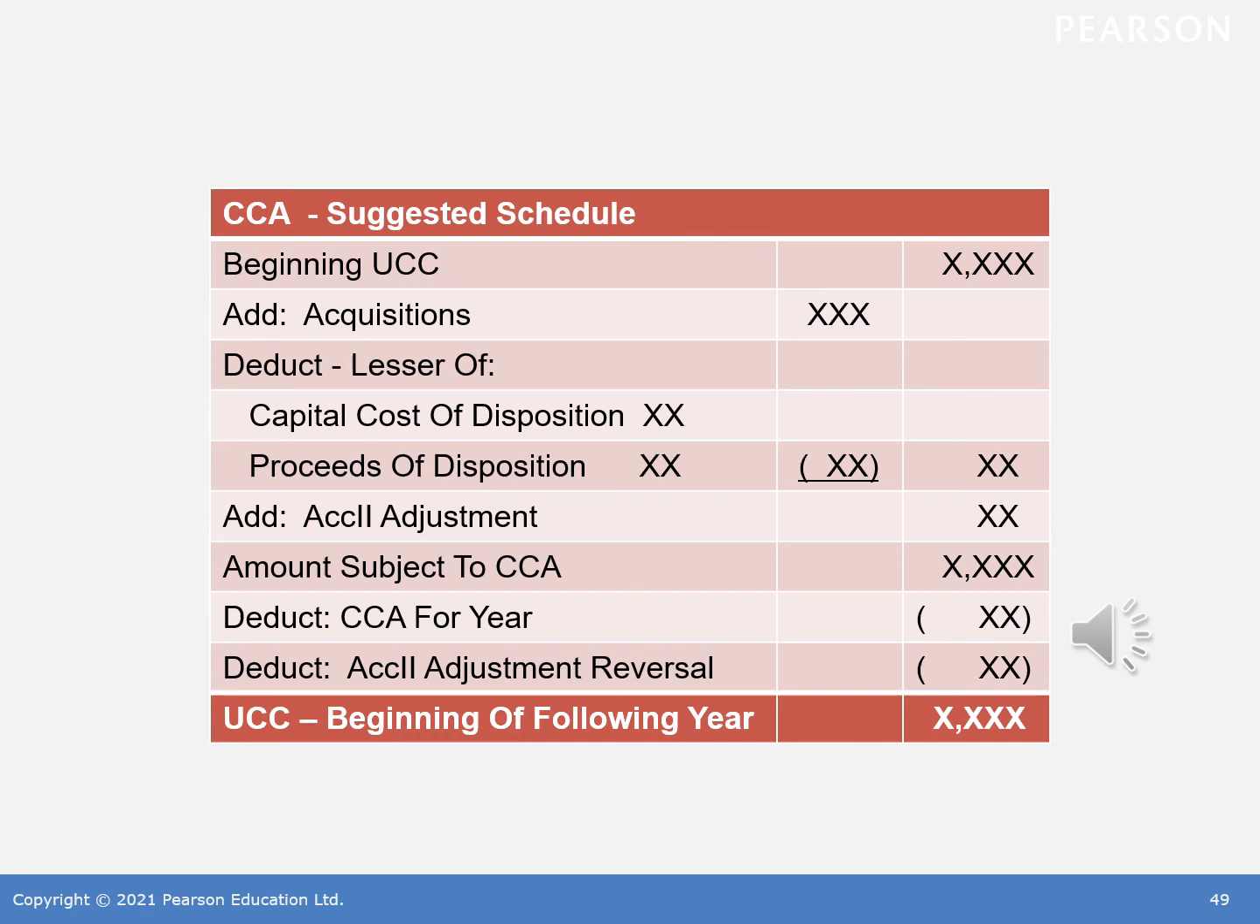This is a sample schedule of what the CCA calculation would look like. So you may want to create a little template or have something in your back pocket that will follow this, because you'll do this calculation in some of your examples.